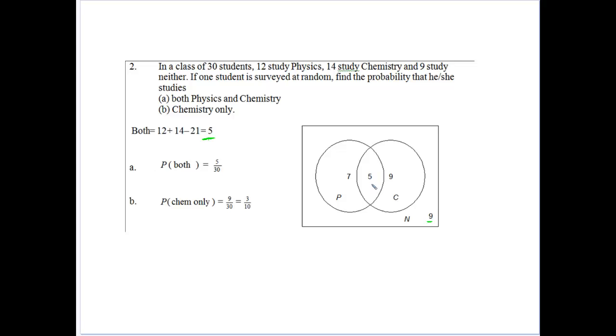So 5 there, which means there's 7 just doing physics and 9 doing chemistry by itself, because 5 and 9 is 14, 5 and 7 is 12. So we can see how our numbers match up. They do both. Well, there's 5 out of the 30, which is 1/6. And chemistry only, well, there's 9 out of the 30, which means it's 3 out of 10.